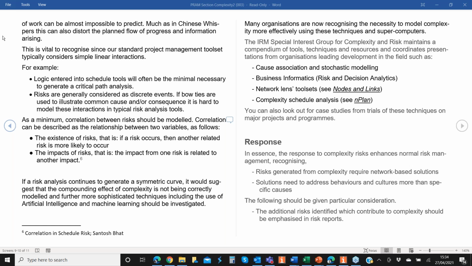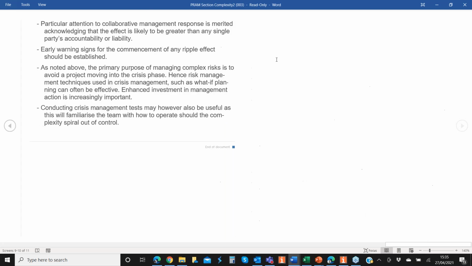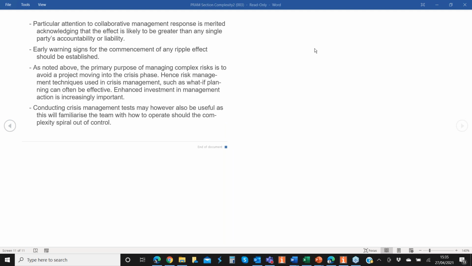So I then started to try and flesh out some specifics. So flag the risks that contribute to complexity. Do you want to flick on, Graham? Now this was my only reference to contracts, really, paying particular attention to collaborative management and response. And this could allude to alliancing, collaborative forms of contract. We could actually put that in here, but that might be a stretch too far.